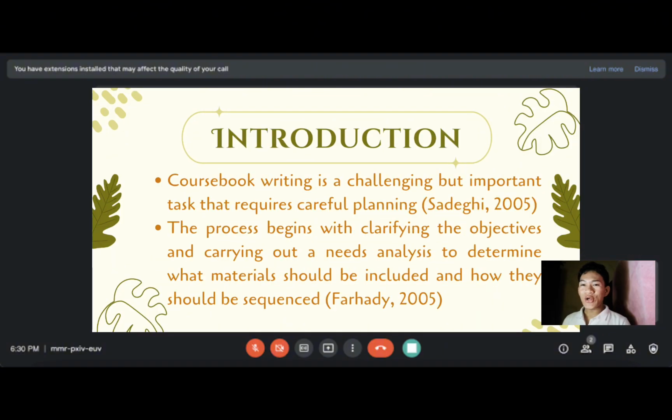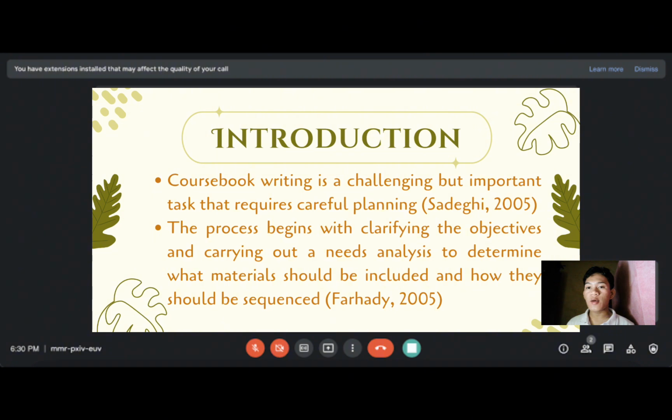Creatively, there are four key steps that we have to follow in developing a course book, both global and local. The first step is to determine the objectives. Second, conduct needs analysis. Third, consider factors. And the last step is planning the content. Now let's discuss the first step, determining objectives. This is all about setting goals and objectives.